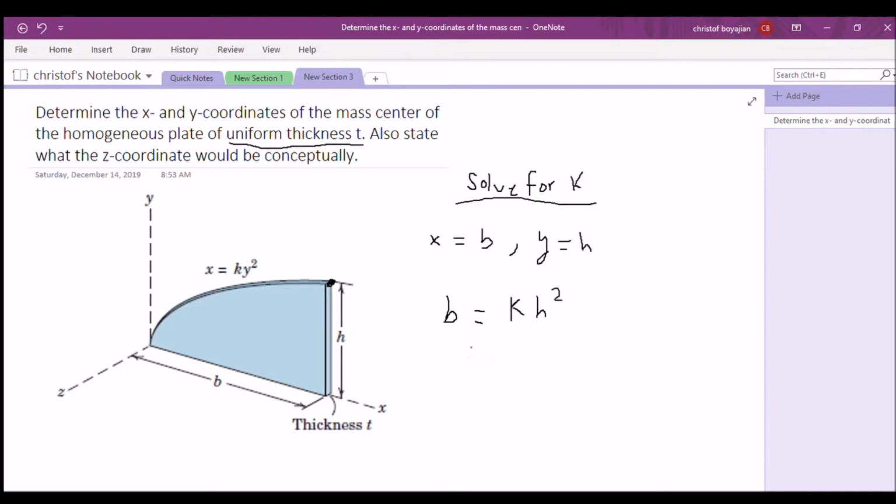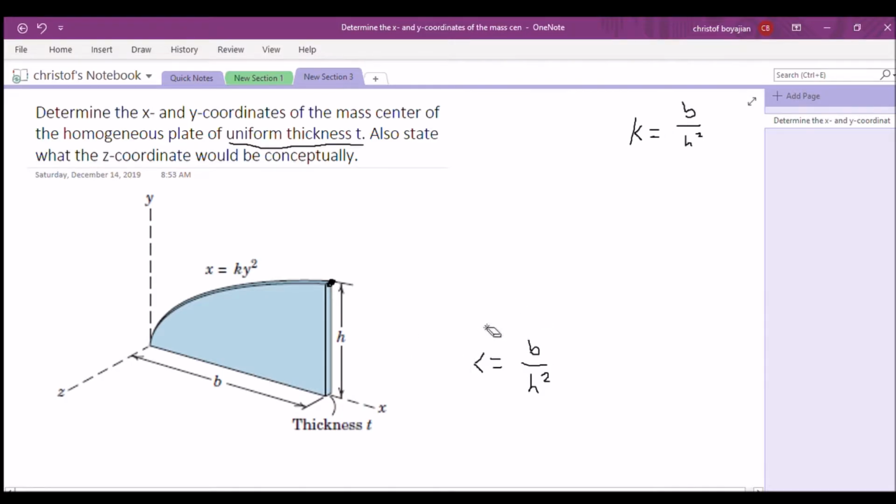All right, so now if we solve for k, we divide both sides by h squared, we should be getting k equals b over h squared. All right, I'm going to write this up here because we're going to need this in the near future. So that way I can erase all of this stuff. All right, great.